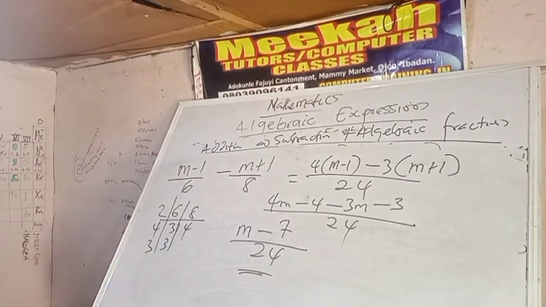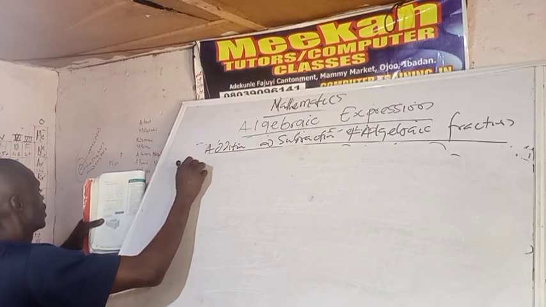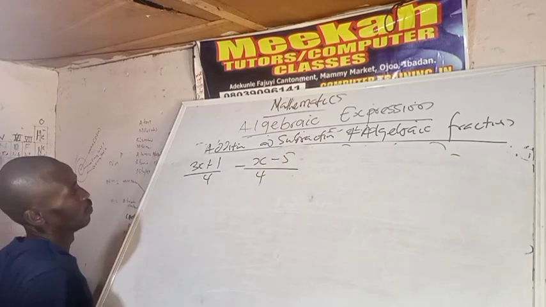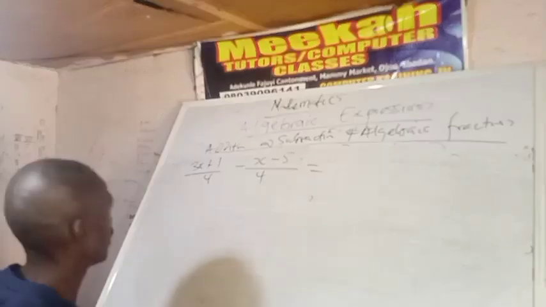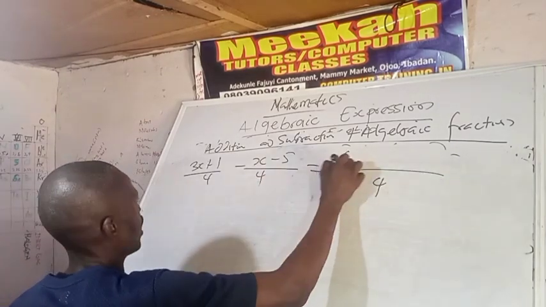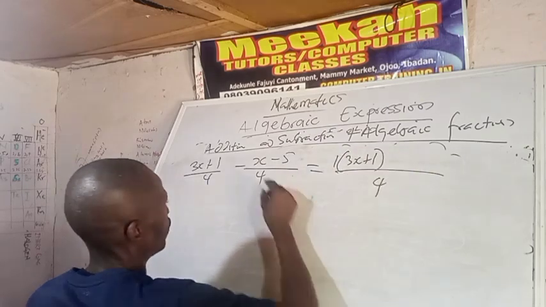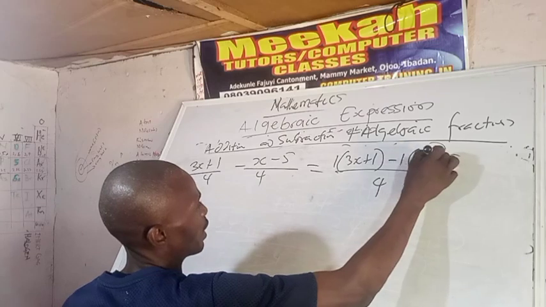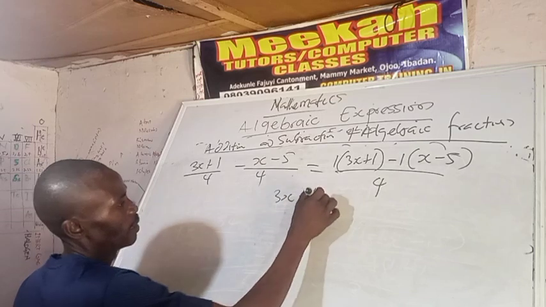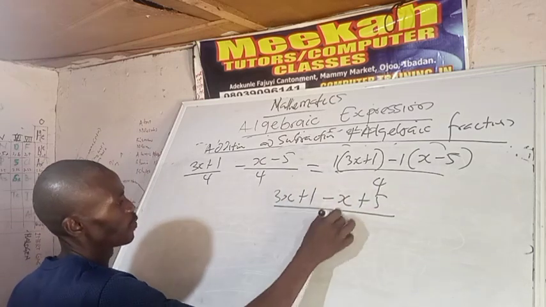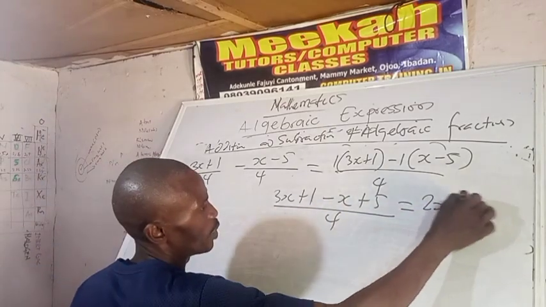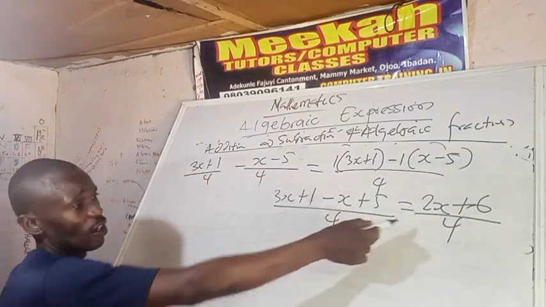Thank you. We have to simplify 3x plus 1 over 4 minus x minus 5 over 4. If you have any doubt, you can tell me, general mathematics. Now, this one, the LCM is what? 4. I write 4, I rule it. 4 here, 1, you have 1 into bracket 3x plus 1. 4 here, what do you have? 1 minus 1 into bracket x minus 5. Open out the bracket. 1 times what do you have? 3x plus 1 minus x plus 5 over what? 4. 3x minus x, what do you have? 2x. 1 plus 5, what do you have? Plus 6 over 4.